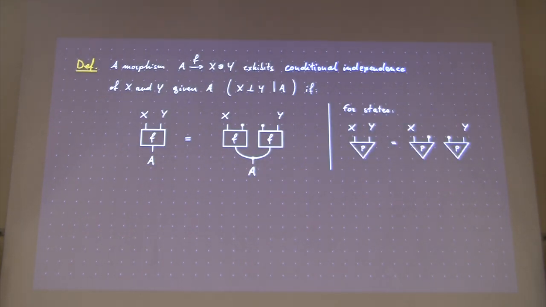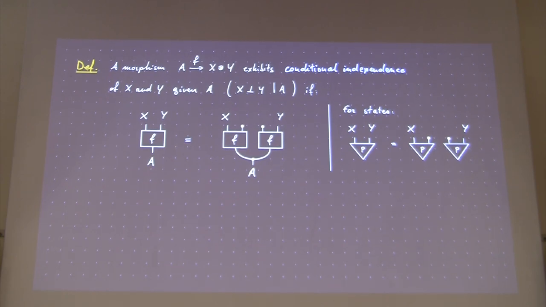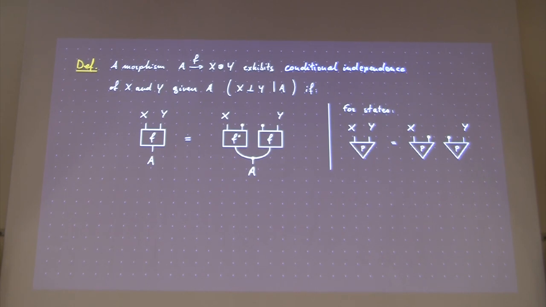Alright, so we say that a morphism in a Markov category that has two outputs exhibits conditional independence of these two outputs if and only if, let me say, you can cut it along the middle line and divide it into two blocks. Basically copying the input and then applying separately the output and keeping x discarding y, keeping y discarding x is the same as this.